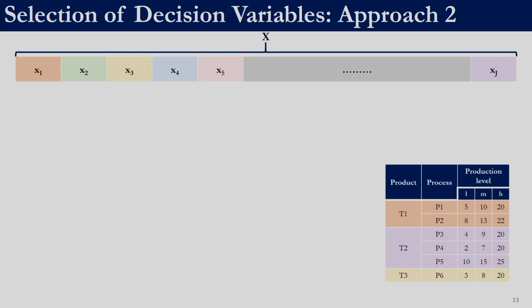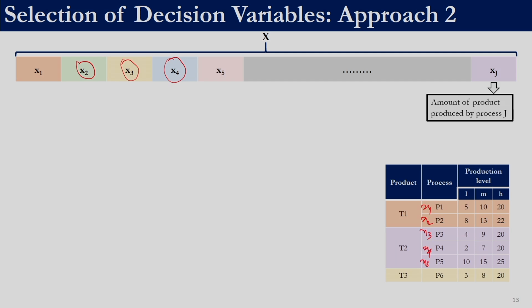So far, whatever we discussed was approach 1. Now let us look at approach 2. In approach 2 we will have only j decision variables. The first variable will denote how much we are producing from process 1, the second from process 2, the third from process 3, the fourth from process 4, and so on. So we will define only j variables. For this example, we will only define x1, x2, x3, x4, x5, x6. We will define only 6 variables.